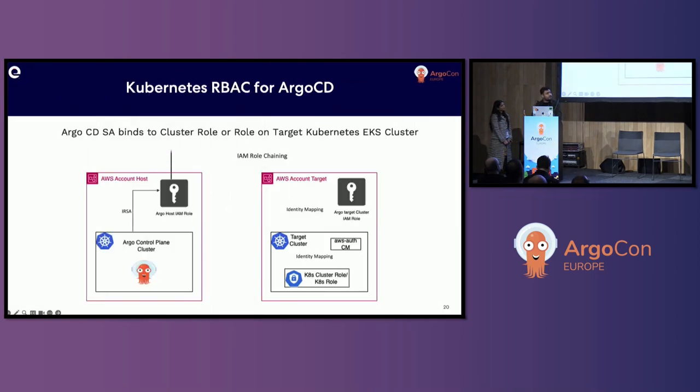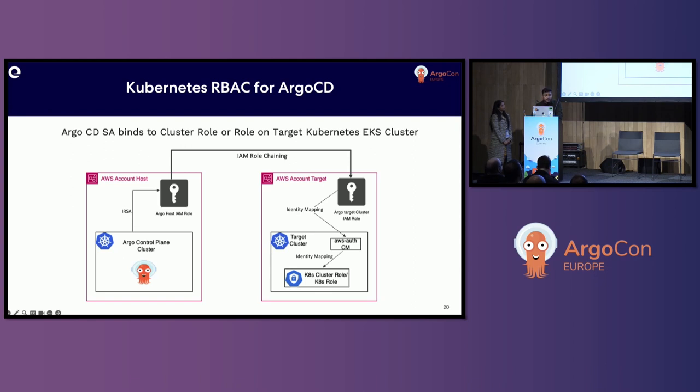Now we will talk about the second layer of RBAC. In the second layer, as I discussed, Argo CD has to interact with the target cluster. There are multiple ways Argo can interact, but in the AWS ecosystem, an IAM role is the best option. It provides more security and is very native to AWS. I will just give a quick glance at how things work.